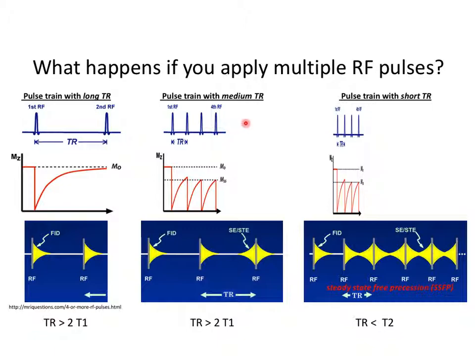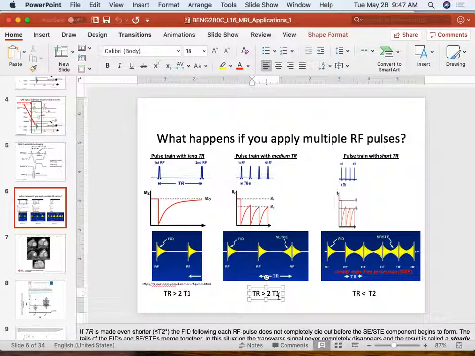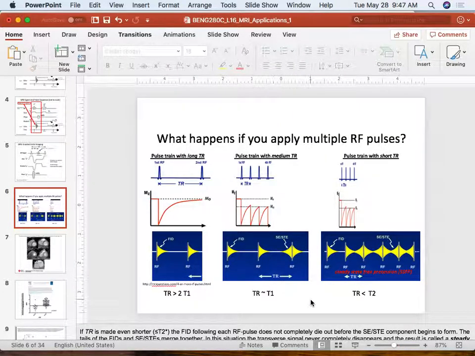If we push the TR such that it's shorter, now in the medium range, this is what I mean when TR is, actually this is a typo. This should read TR as approximately equal to T1. That's probably a copy-paste error. Let me fix that right now. TR is approximately equal to T1.